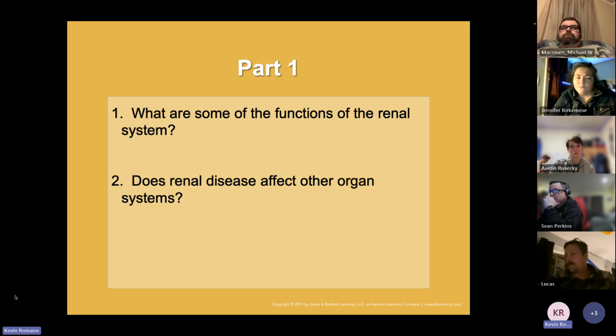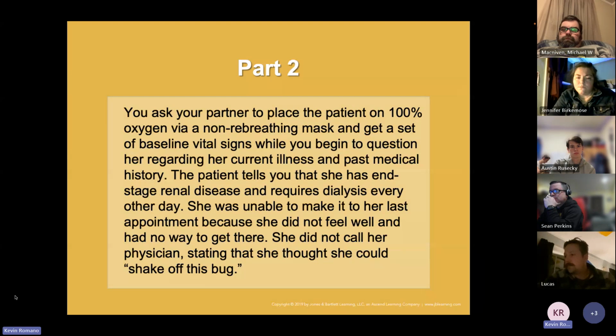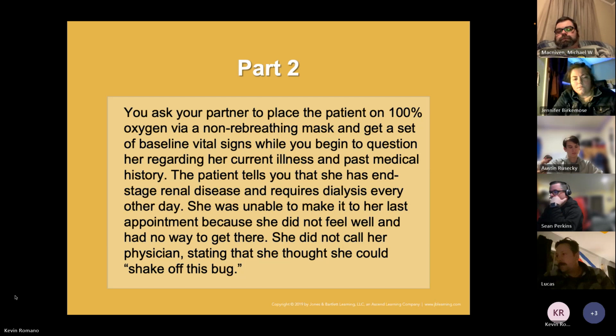All right. You ask your partner to place the patient on 100% oxygen via non-rebreather mask and get a set of baseline vital signs. While you begin to question her regarding her current illness and past medical history, the patient tells you that she has end-stage renal disease and requires dialysis every other day. She was unable to make it to her last appointment because she did not feel well and had no way to get there. She did not call her physician, stating that she thought she could shake off this bug.